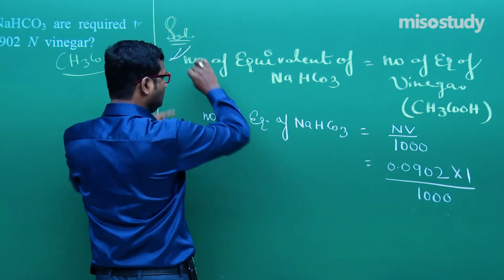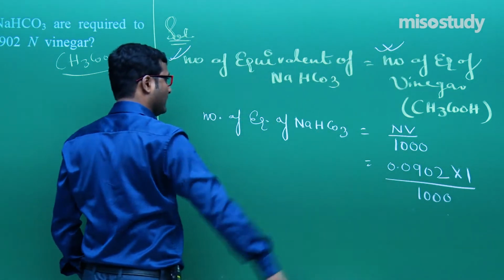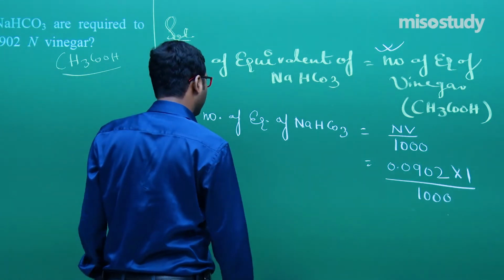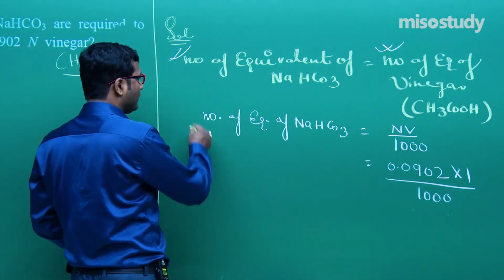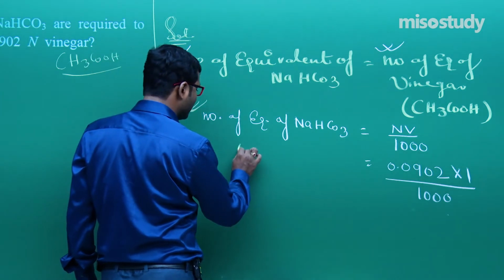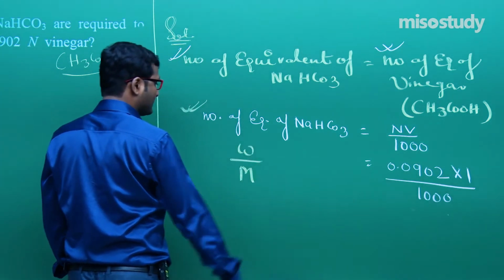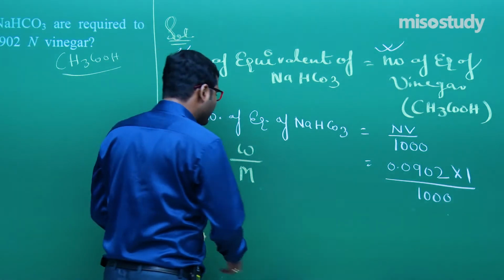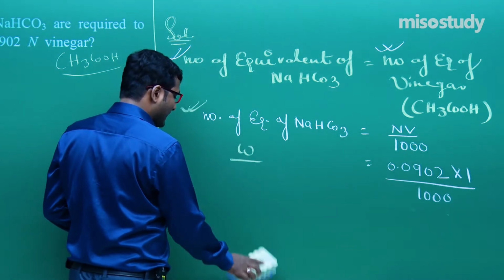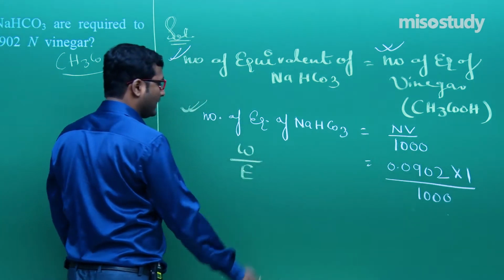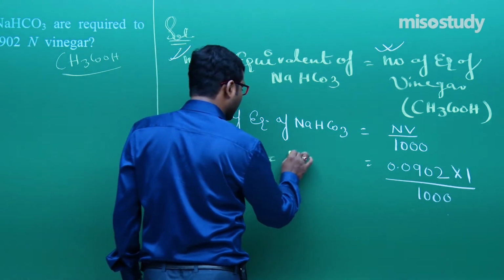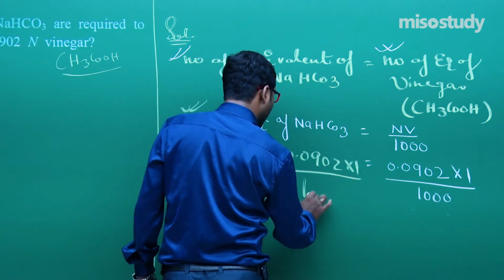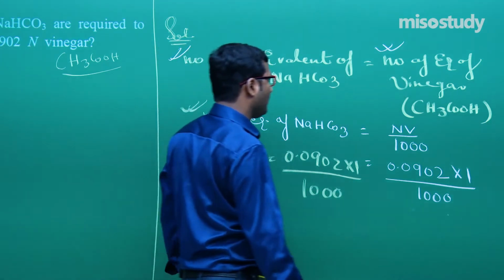This is the relation, because the number of equivalents of NaHCO3 will be equal to the number of equivalents of vinegar. As we know, number of equivalents is equal to given mass upon molar mass. Am I right? Sir, you are wrong. It is not given mass upon molar mass, it is given mass upon equivalent mass. Clear to you? Now put here 0.0902 into 1 divided by 1000.